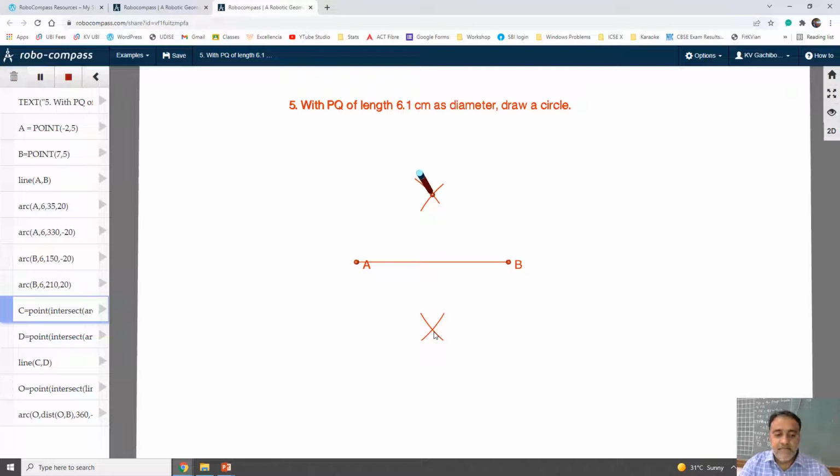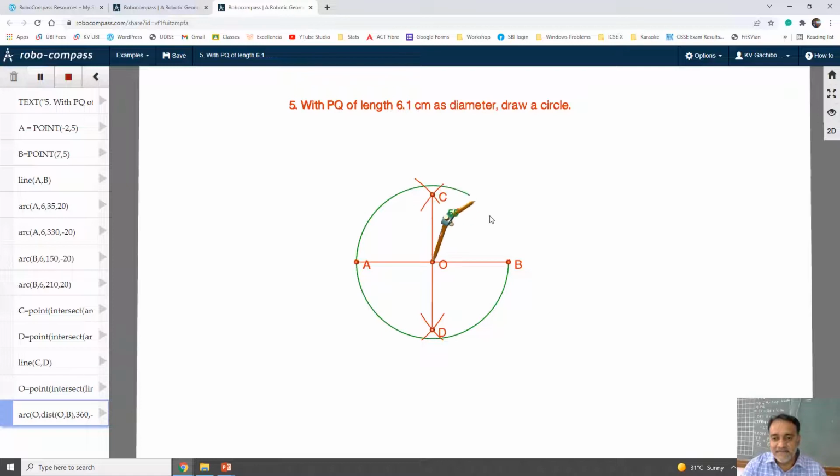ठीक है. उसके बाद हम लोग CD को ज्वाइन करेंगे, रूलर से. It will intersect AB at point O. Right. Now with center O and OB radius we are going to draw one circle. And this is the required circle. Required circle of diameter 6.1 centimeter. Okay, this is question number 5.